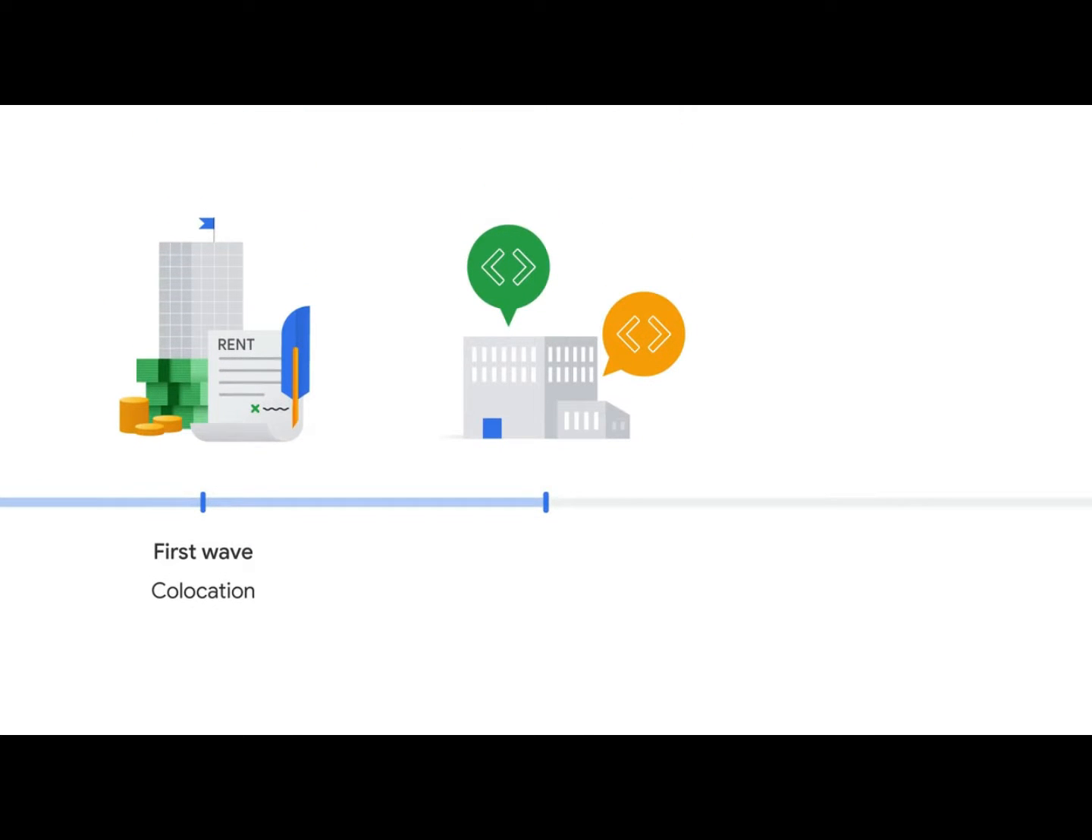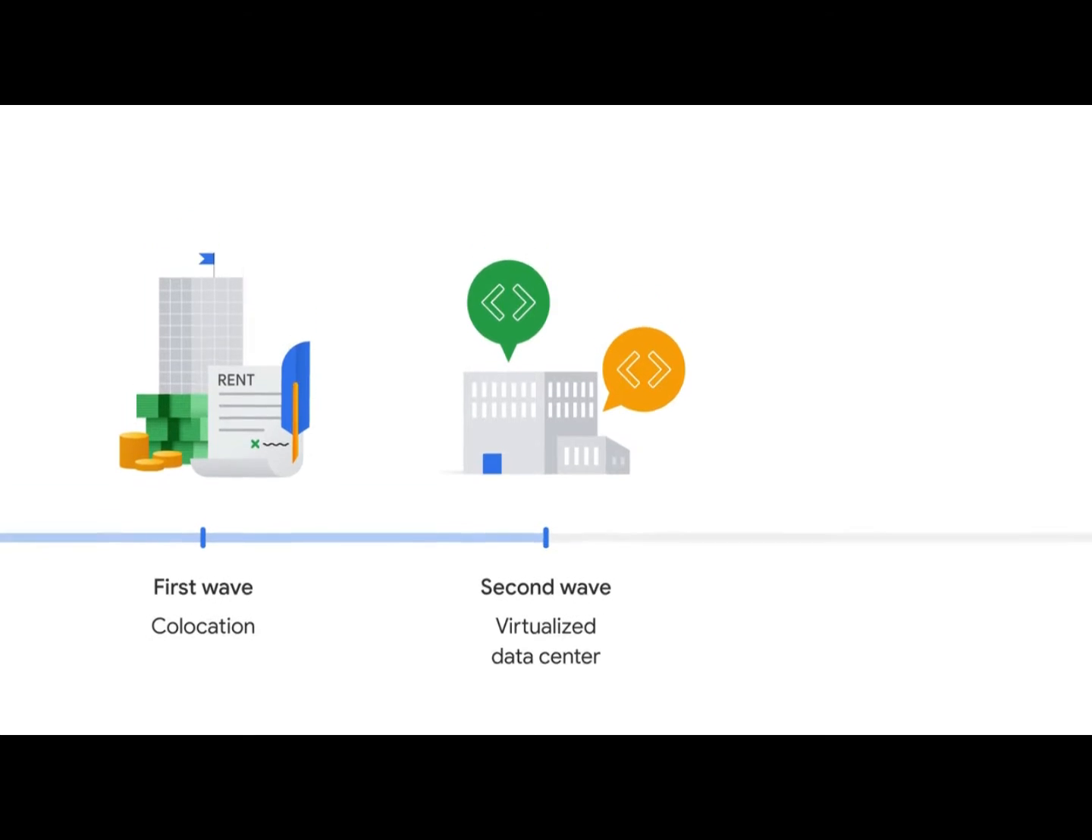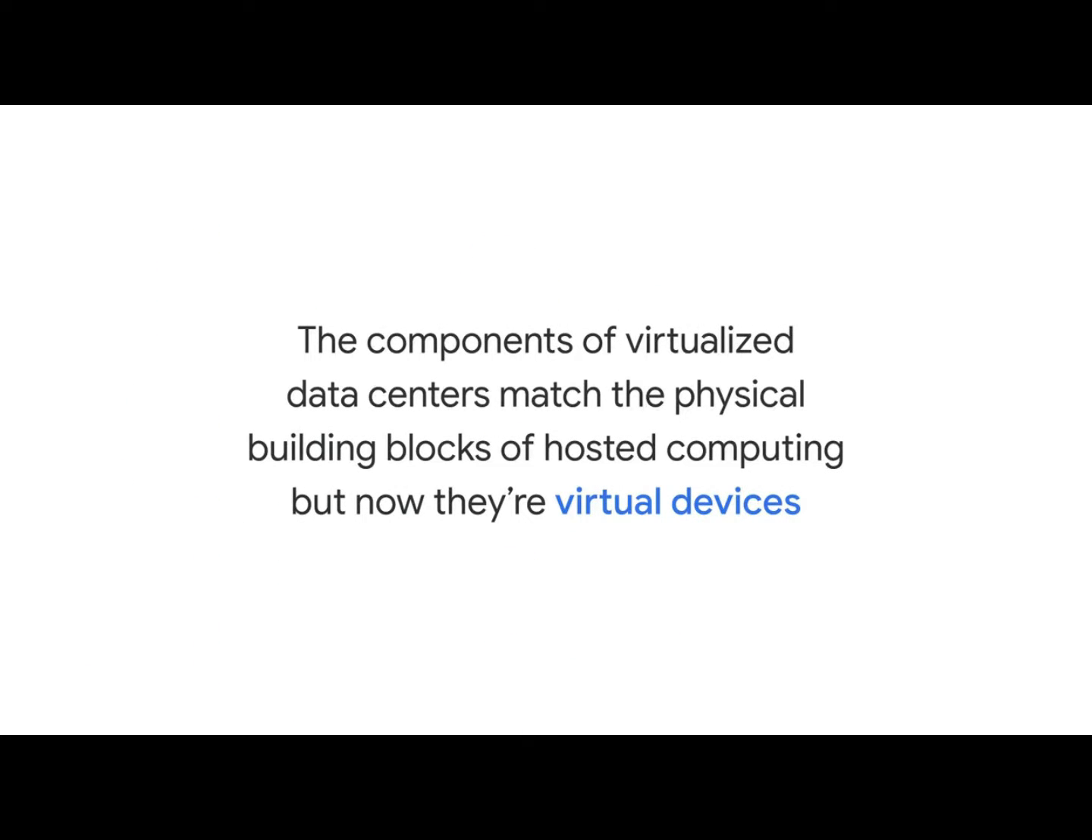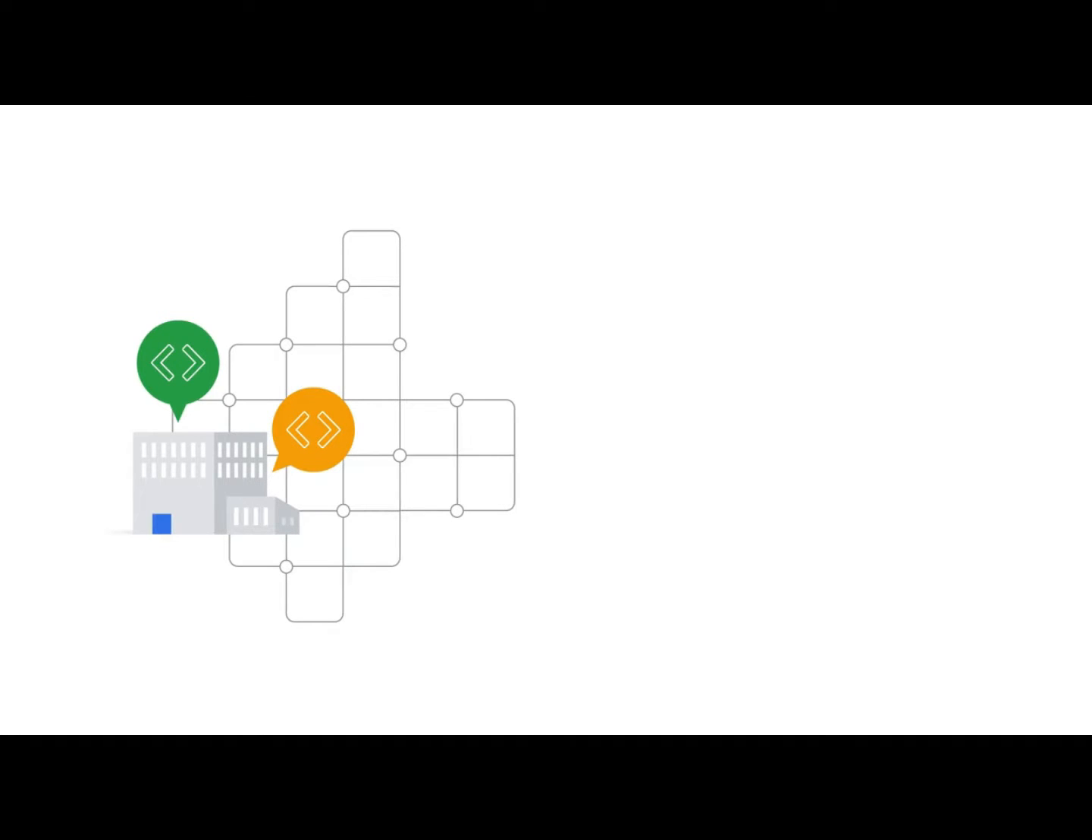Virtualized data centers of today, which are the second wave, share similarities with the private data centers and co-location facilities of decades past. The components of virtualized data centers match the physical building blocks of hosted computing: servers, CPUs, disks, load balancers, and so on. But now they're virtual devices. With virtualization, enterprises still maintain the infrastructure, but it also remains a user-controlled and user-configured environment.